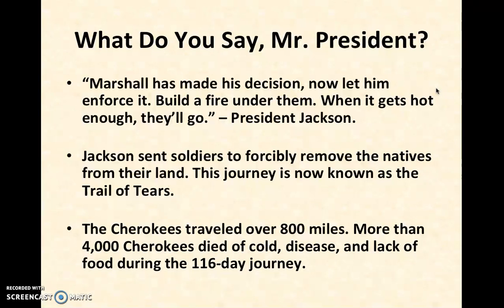The Cherokees traveled over 800 miles, and more than 4,000 of them died, 25% of them. So in a class of 19, there would be like 4 of you who wouldn't be around anymore if you guys were part of the Trail of Tears, statistically. That's a lot of people.